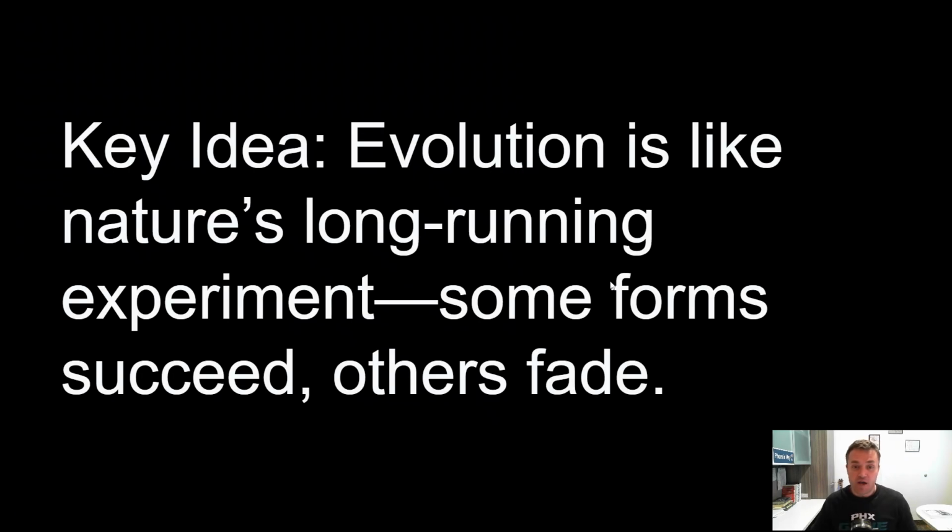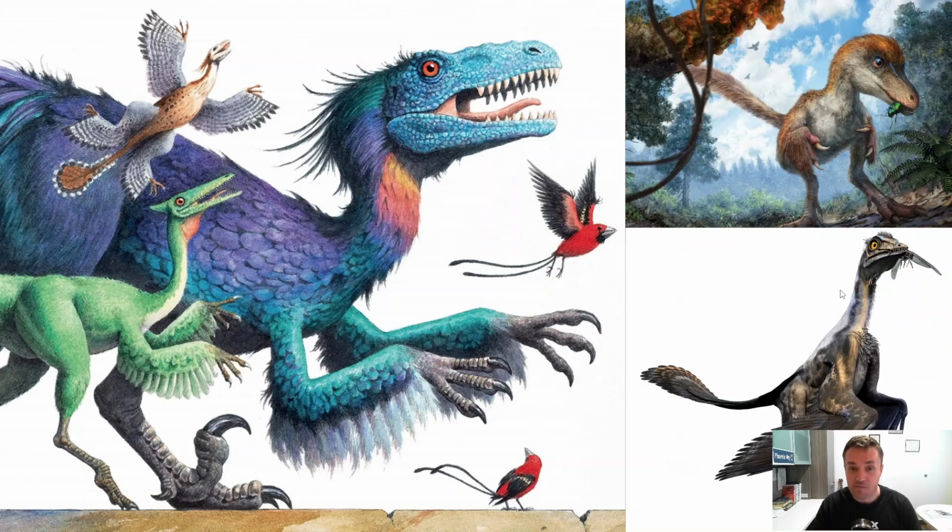So our key idea, right? Again, it's the same thing over and over again. Evolution's like a long-running experiment. Some forms will succeed, others will fade. Mutations are creating the variation upon which the environment can select for traits that succeed or don't succeed. The ones that succeed continue. Those that don't succeed fail.